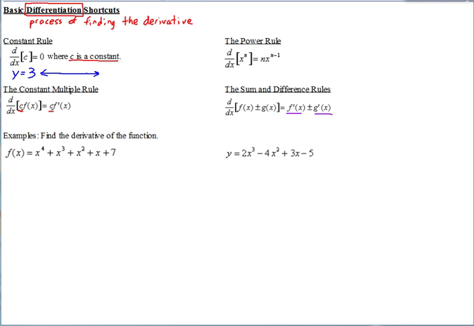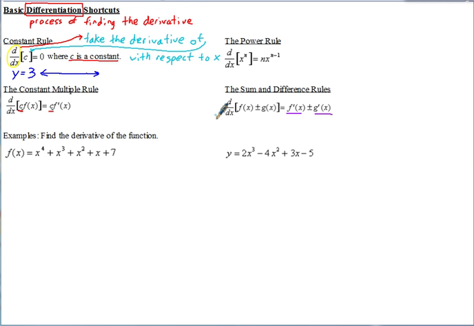One thing I forgot to point out here: this notation, whenever you see d over dx of something in brackets or parentheses, you see that? What that means is take the derivative of whatever's inside the brackets or parentheses. And the dx tells us it's with respect to x. So x is the variable.